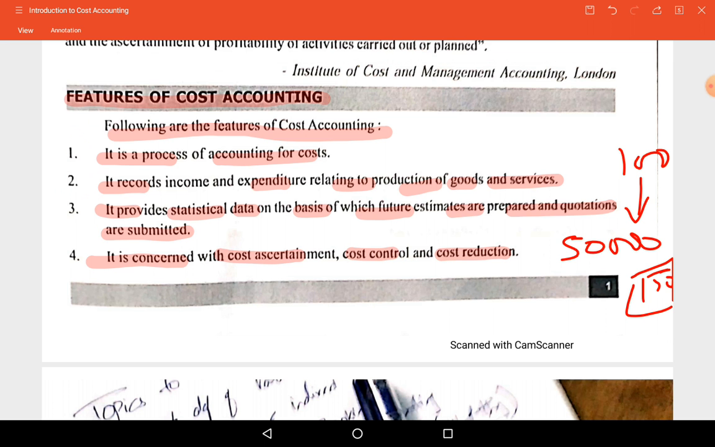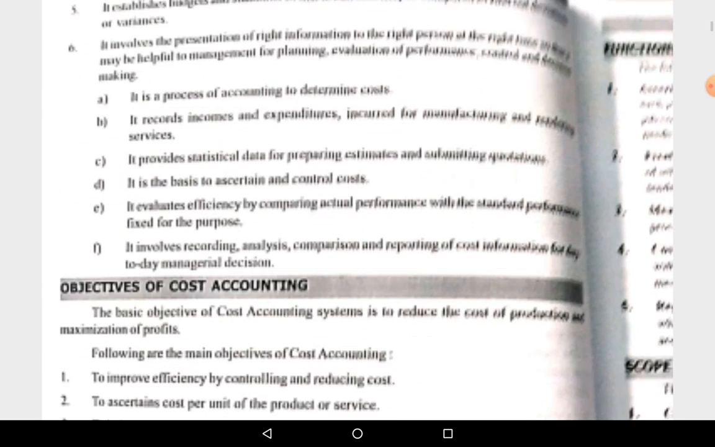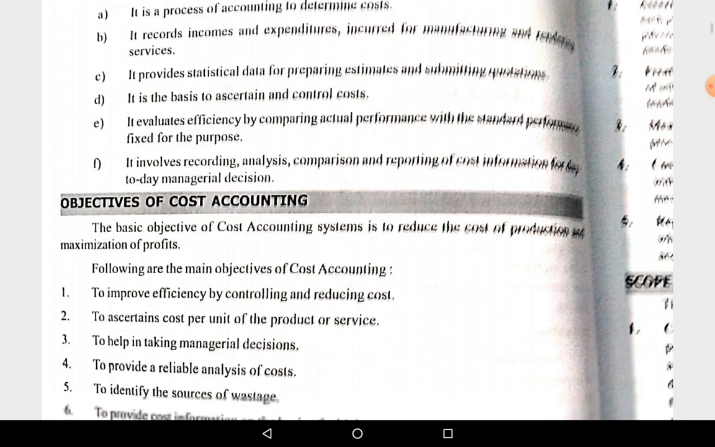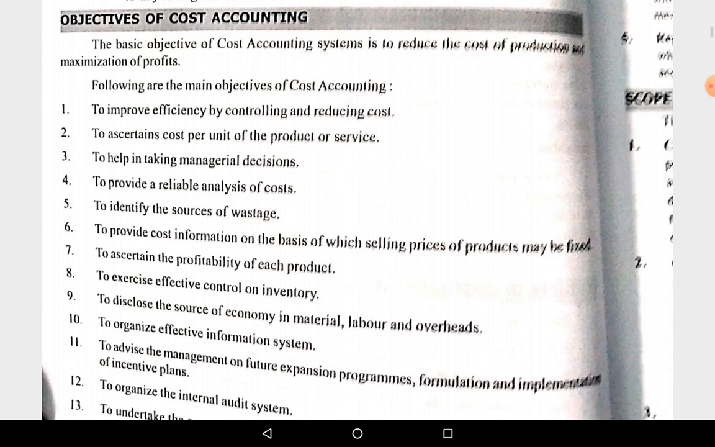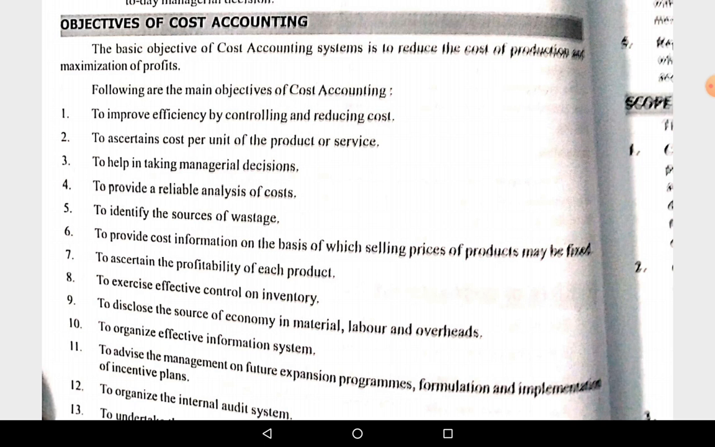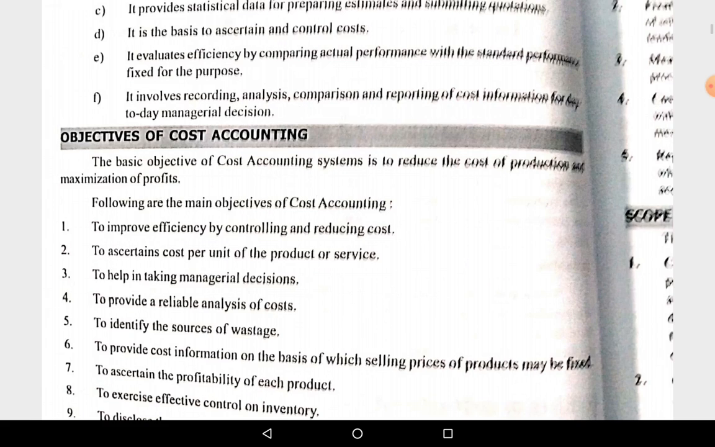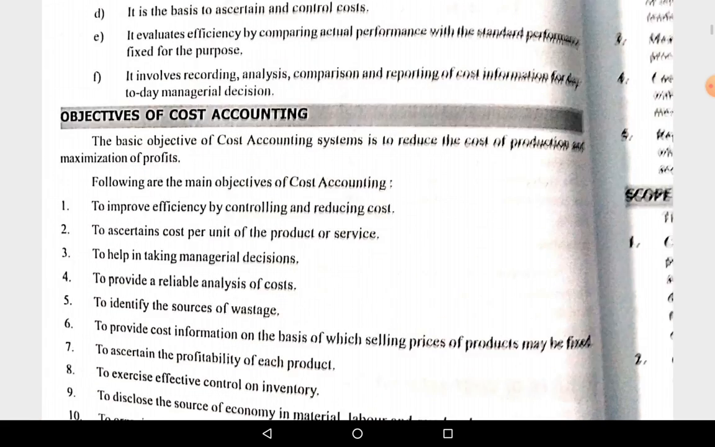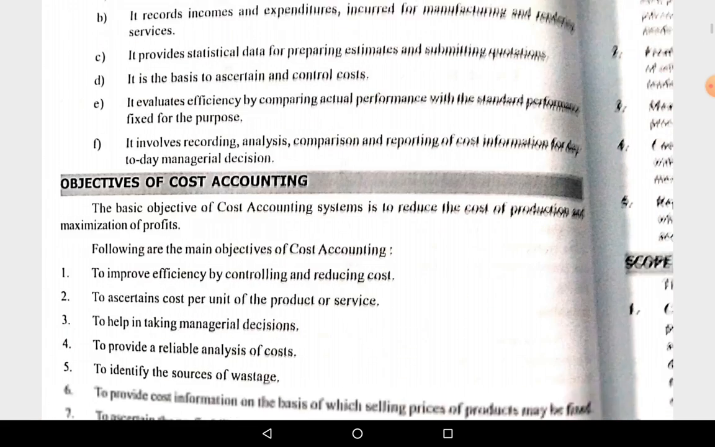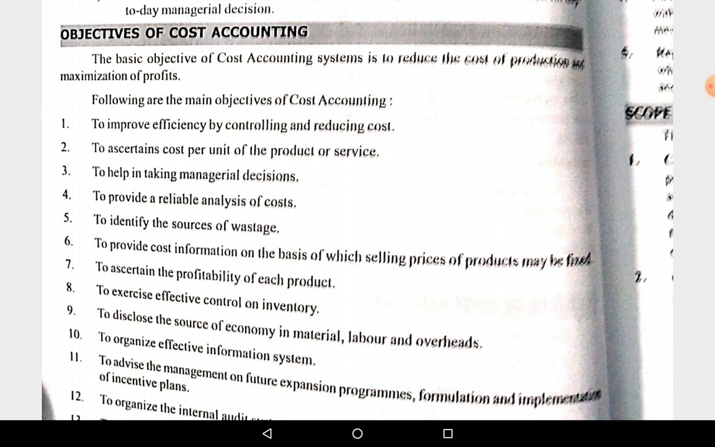So let us go further. Objectives of cost accounting. Okay, what are the main objectives of cost accounting? This one also we have discussed, so I'll make a quick revision about this.